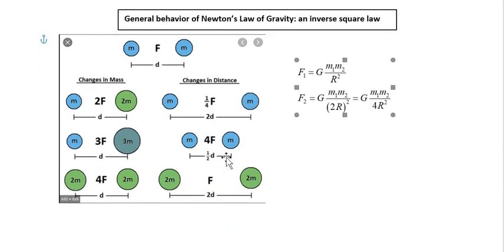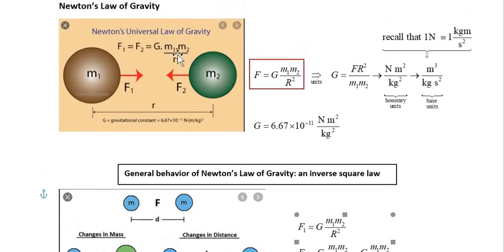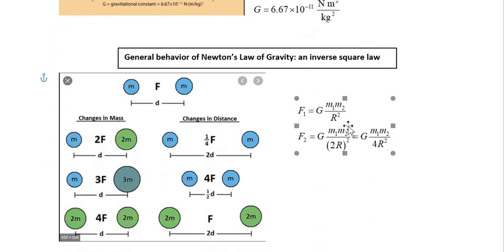So what happens if you halve the distance between the two masses? If you halve the distance between the two masses, then your force would go up by a factor of 4, because you've got to square the denominator, which would be 1/2 r squared. So that would be 1/4 r squared. The 4 comes back upstairs, and that would be 4F.